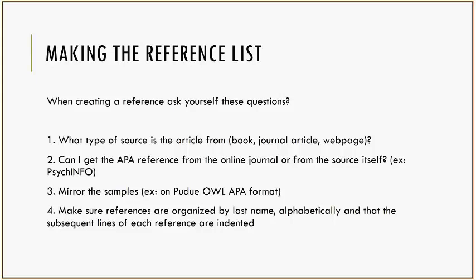And then mirror samples that you see on Purdue OWL APA format or in the 6th edition formatting APA book. Some professors are really sticklers on the reference list, so this is something, again, to really pay attention to. And make sure references are organized by last name, alphabetically, and that the subsequent lines of each reference are indented.